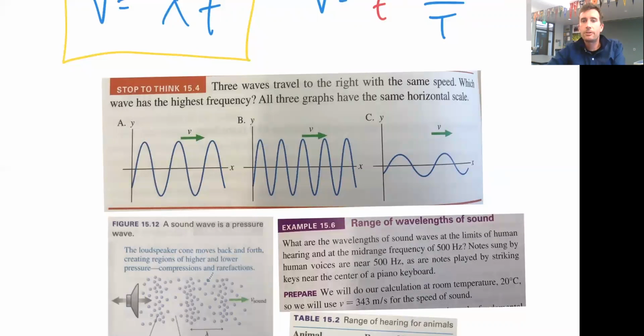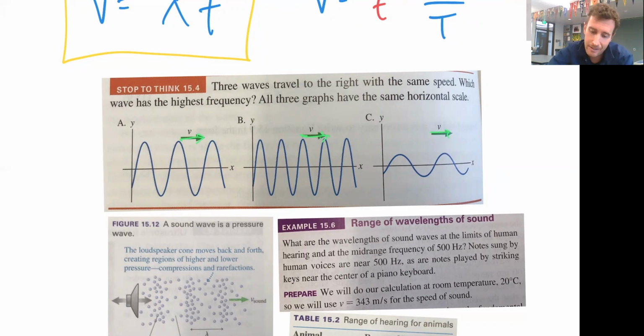3 waves travel to the right with the same speed. Which wave has the highest frequency? All 3 graphs have the same horizontal scale. Okay, so they're all traveling with the same speed. I can see that the V arrows are the same.